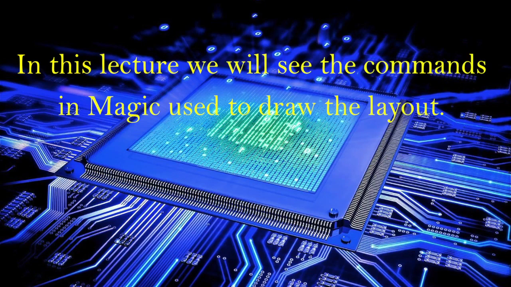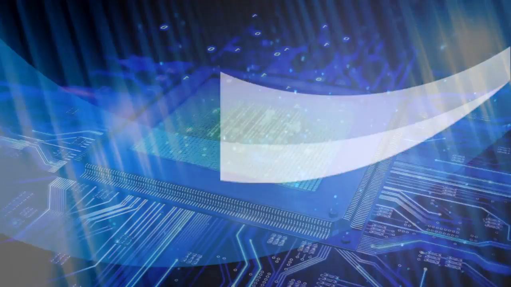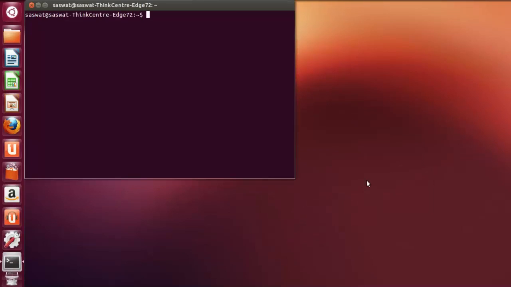In this lecture, we will learn about the different commands in Magic, and we'll use these commands in order to draw the layout. So, at first, we have to open the terminal window. In order to do so, press Ctrl, Alt and T. So this is the terminal window. Then type Magic in order to open the layout window.